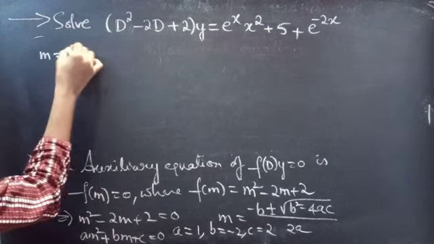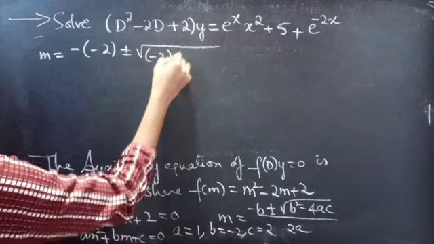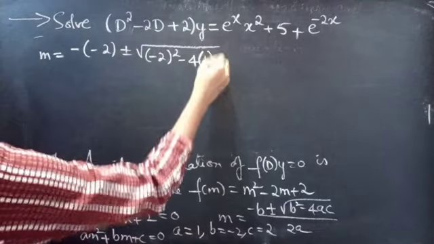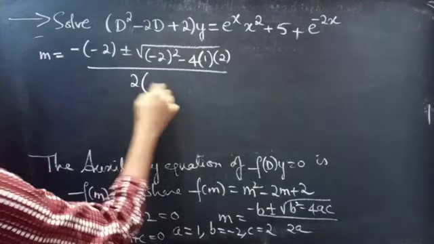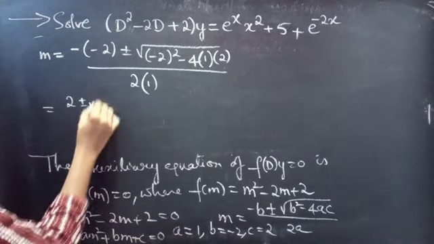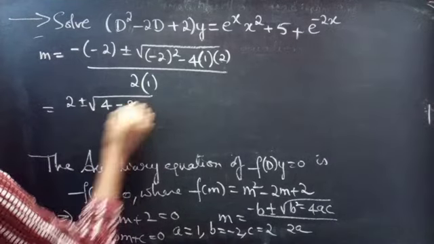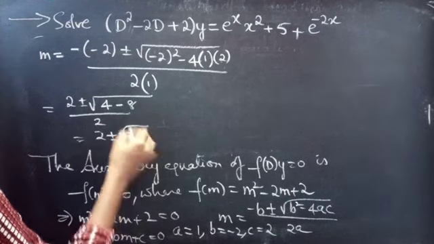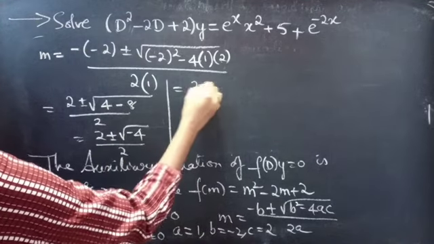Now let's find the roots. m = (−(−2) ± √(b² − 4ac)) / 2a, with a = 1 and c = 2, so 2 into 1. This equals 2 ± √((−2)² − 4·2) / 2, where (−2)² is 4, minus 4 twos are 8, by 2, which equals 2 ± √(−4) / 2. Minus 8 plus 4 is −4. This equals 2 ± √(−4) / 2.